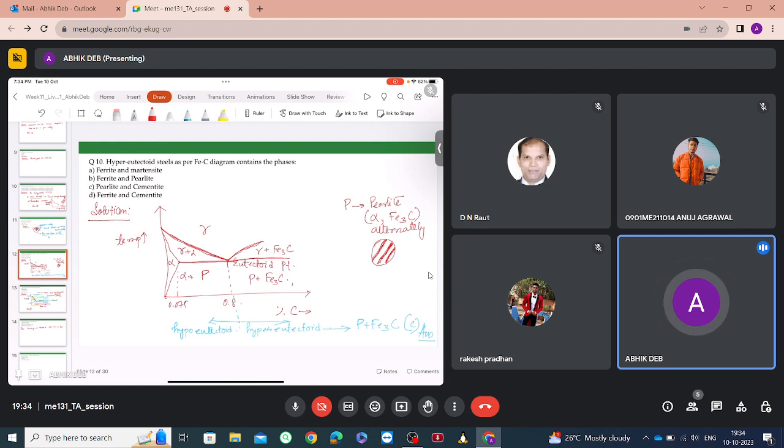That is, where the transformation will start. If we heat from this region, then from this point the alpha and pearlite will start converting to gamma plus alpha. Once we reach above the upper critical temperature, only austenite, that is gamma, will be present. So that is the upper critical temperature and the lower critical temperature.